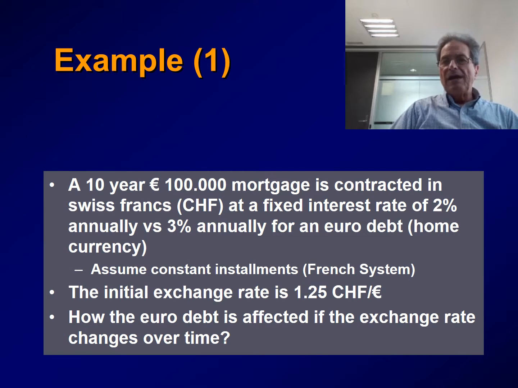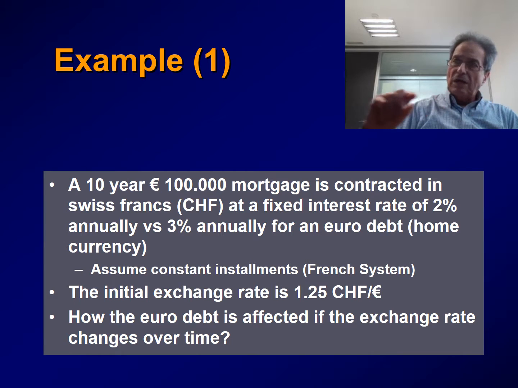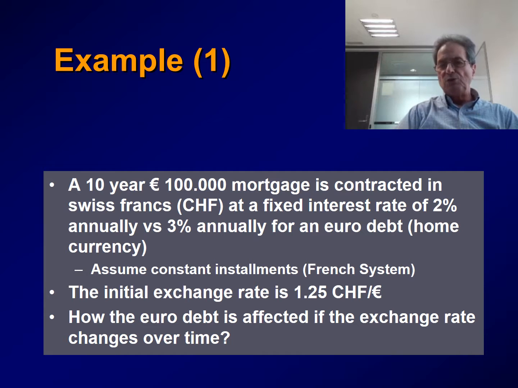Imagine a 10-year, 100,000 euro mortgage that is contracted in Swiss francs, in the equivalent amount in Swiss francs, at a fixed interest rate in Swiss francs of 2% annually, versus 3% annually, which would be the cost in euros. We are also going to assume constant installments, the French system, so we calculate equal installments all over the maturity of the loan. We assume that the initial exchange rate is 1.25 Swiss francs per euro. And the question is how the euro debt is affected if the exchange rate changes over time.